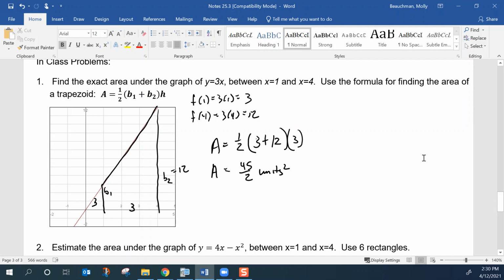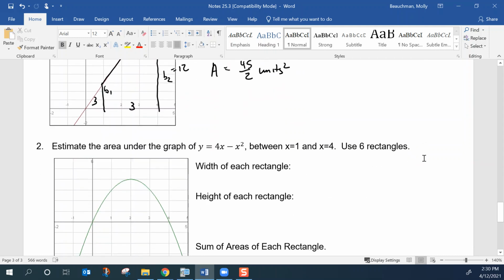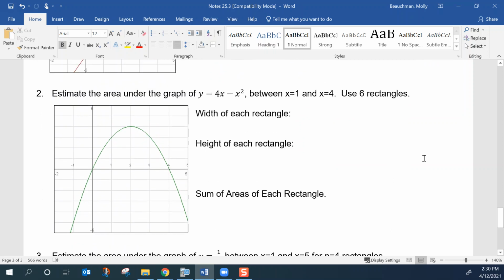All right, so if you want to estimate area using rectangles, estimate the area of y equals 4x minus x squared between 1 and 4 using 6 rectangles. Here's 1, here's 4. The rectangles are inscribed, and the width of each rectangle is 4 minus 1 divided by 6. 3 over 6 is equal to 1/2. So we're going to have six rectangles, and now I want to find the height of each. They have to be inscribed.